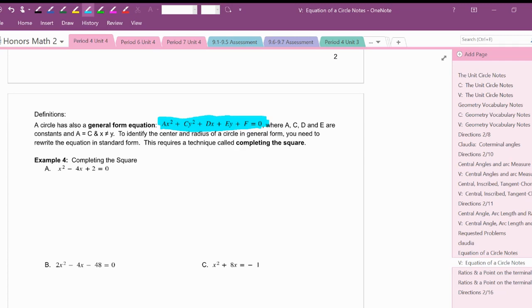So what we want to do is take this general form and rewrite it in the standard form. And to do that, we're going to use a technique called completing the square.